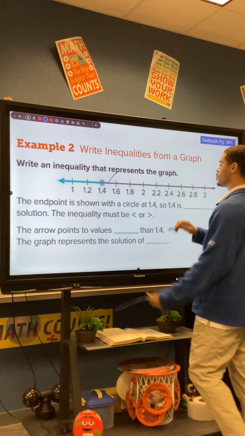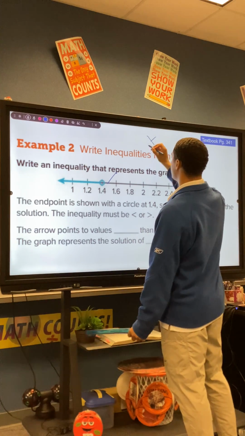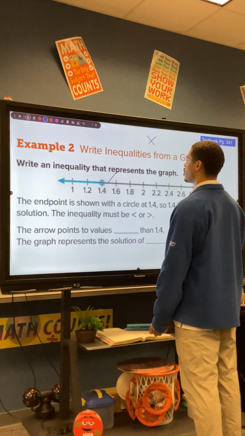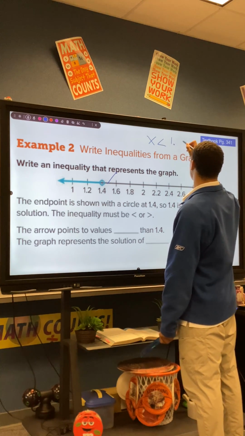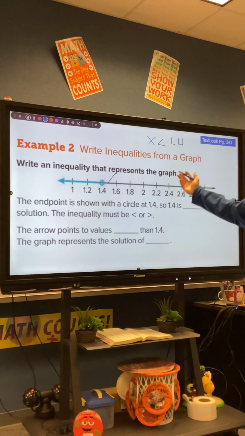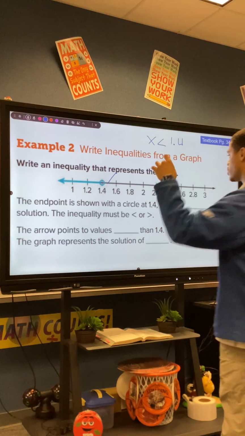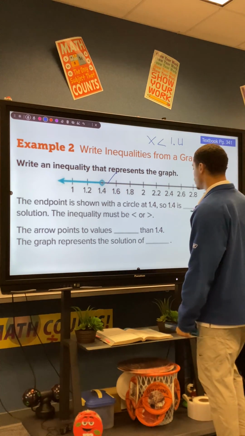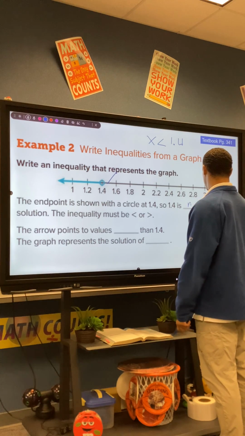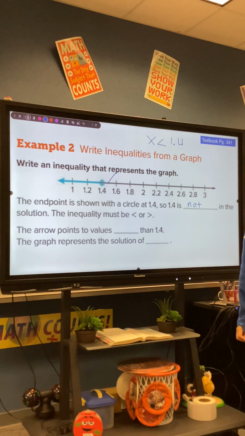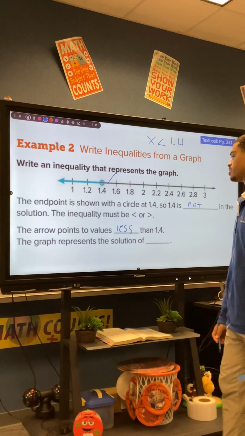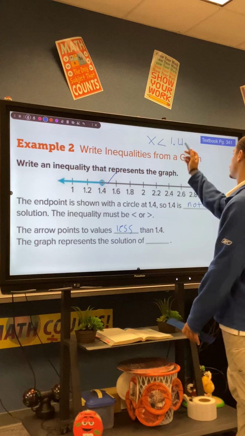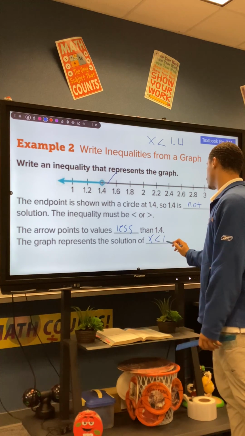So if it's open, that means it's not equal to. So right now, we'll just use x. My inequality is x is less than 1.4. Remember, if I don't have an equal to, my circle is open. And since my circle is open, 1.4 is not in the solution. So the arrow points to values less than 1.4, which means the graph represents the inequality x is less than 1.4.